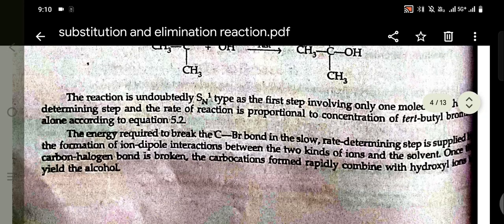The reaction is undoubtedly SN1 type, as the first step, involving only one molecule, is the rate determining step, and the rate of reaction is proportional to the concentration of tertiary butyl bromide alone according to the above equation. The energy required to break the carbon-bromine bond in the slow rate determining step is applied to the formation of ion-dipole interactions between the two kinds of ions and the solvent. Once the carbon-halogen bond is broken, the carbocations formed rapidly combine with hydroxyl ions to yield the alcohol.